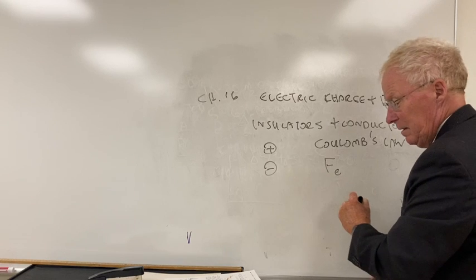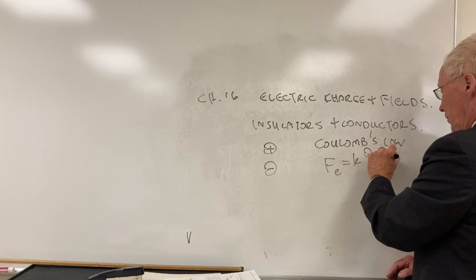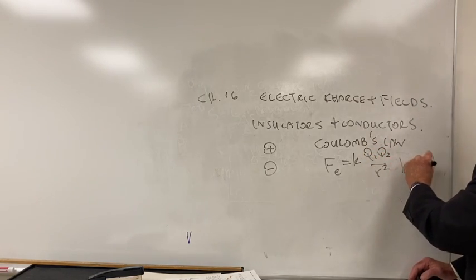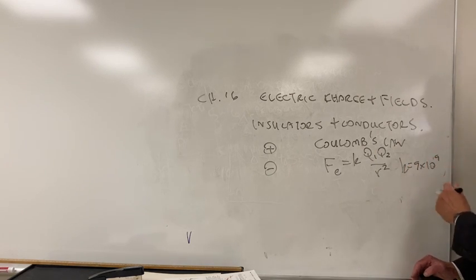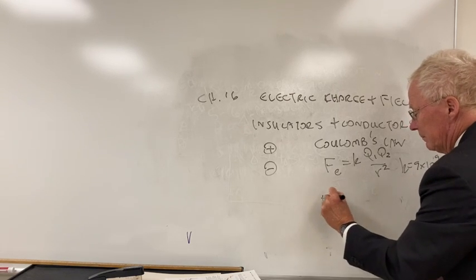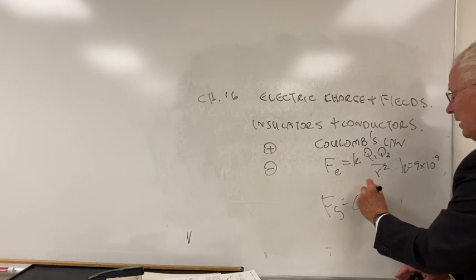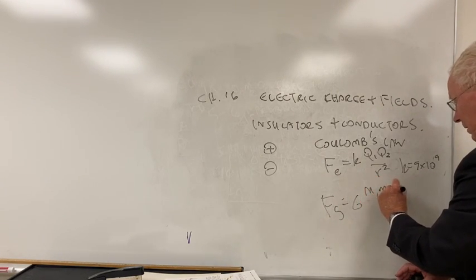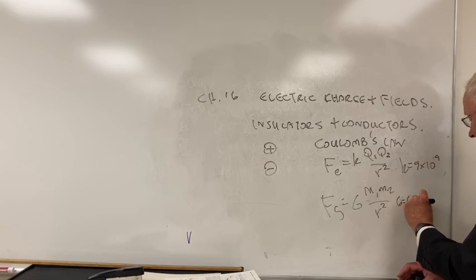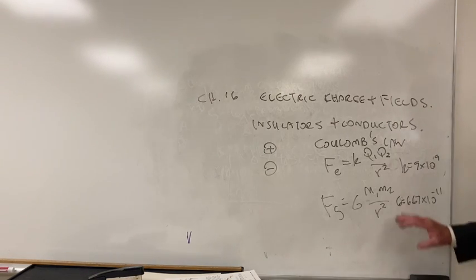Fe is K Q1 Q2 over R squared, where K is 9 times 10 to the 9th. And again, we compare this to force of gravity, which is G, the constant G, M1, M2 over R squared, where G is 6.67 times 10 to the minus 11. So we end up with this force of electricity.